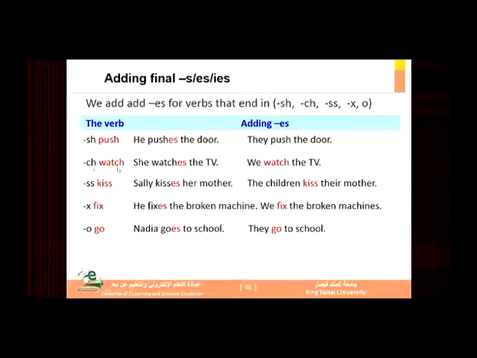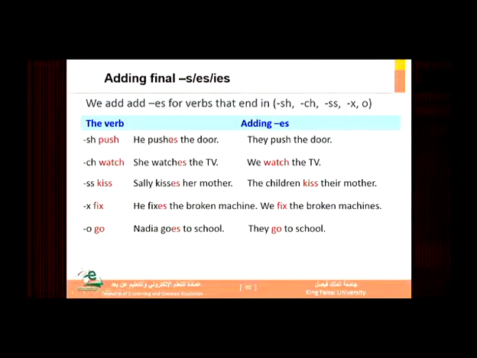The verb watch, CH. Kiss, that is double S, fix, X, and O in the case of go. Now, if we have any verb that ends in one of those sounds, or basically letters or spellings, the verb does not have an S only, but it is going to have an ES. So, he pushes the door. He pushes the door. We did not add an S only, we added an ES. So, why is that? Because the verb ends in an SH.